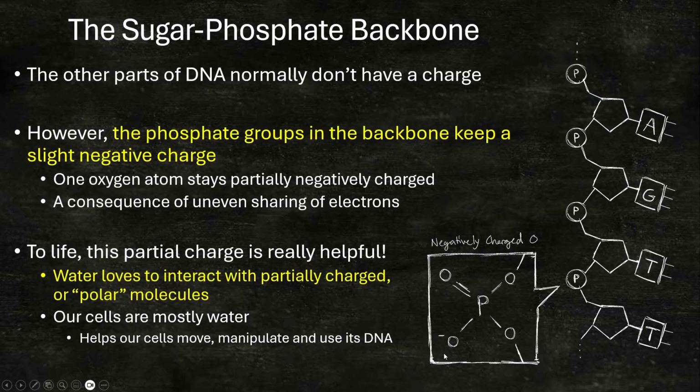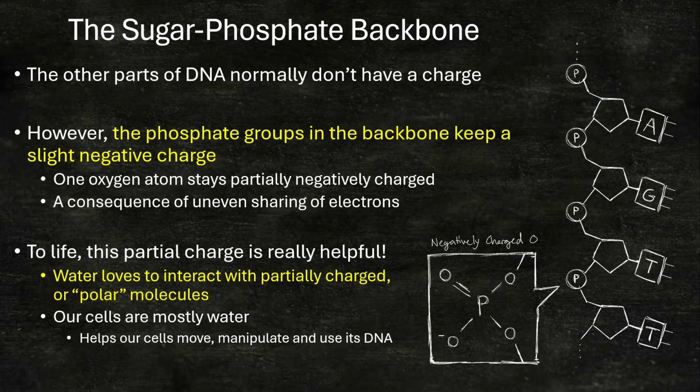extra electron. For living things, this charge that phosphate groups have is very helpful because water loves to interact with partially charged or polar molecules, things that have some kind of charge to them. And as we know, our cells are mostly made of water. The vast majority of the volume of our cells is liquid. So the fact that DNA has a negative charge actually allows DNA to mingle with water. It allows it to become dissolved in water. This is really valuable because it allows DNA to be manipulatable.